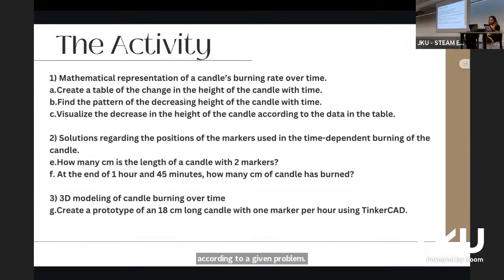And these are the questions that we gave them. A, B, and C are related with the mathematical representation of the candle's burning rate over time. E and F are related with solutions regarding the position of the markers used in the time burning of the candle. And the last one is related with 3D modeling of candle burning over time.